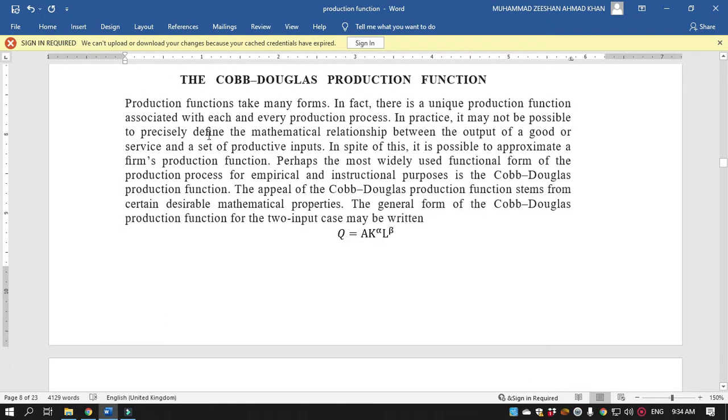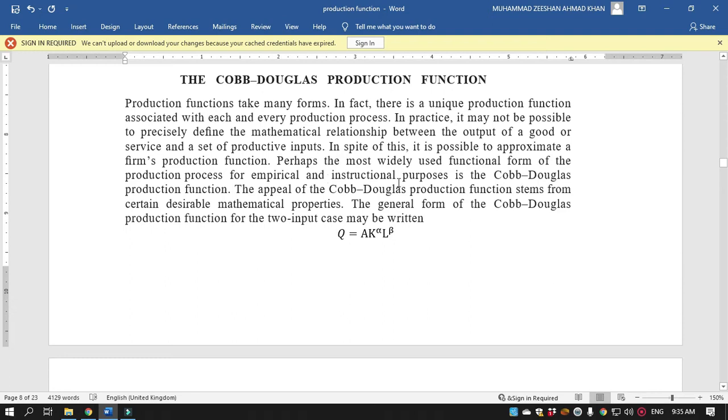Cobb-Douglas production function. Production function takes many forms, because if we are having some kind of a function, mathematics obviously allows us to make so many kinds of combinations and schemes. In fact, there is a unique production function associated with each and every production process. In practice, it may not be possible to precisely define the mathematical relationship between the output of a good or a service and a set of productive inputs, because output and input combinations may be of various types. In spite of all this, it is possible to approximate the firm's production function.